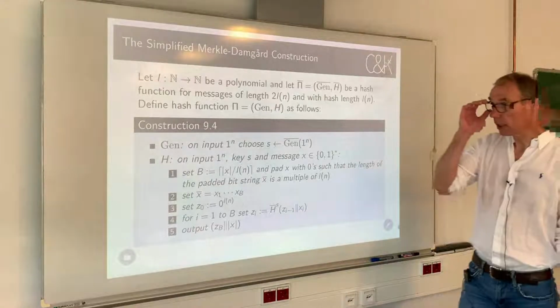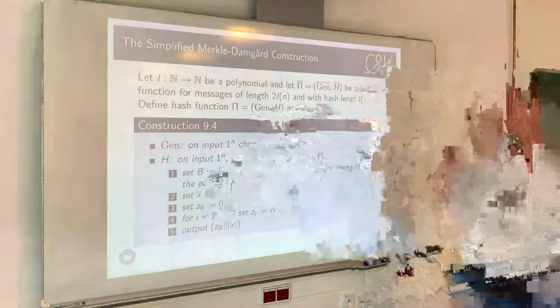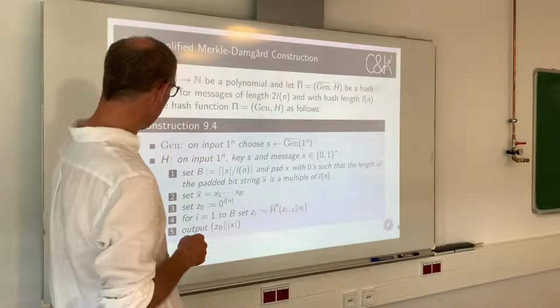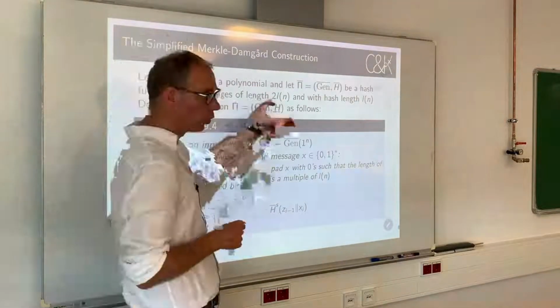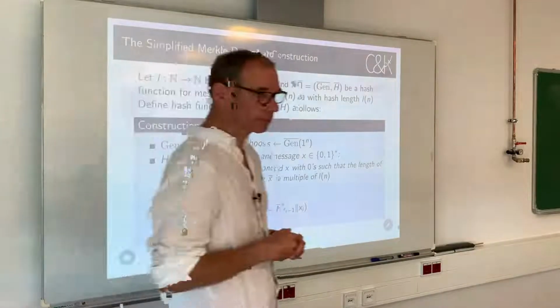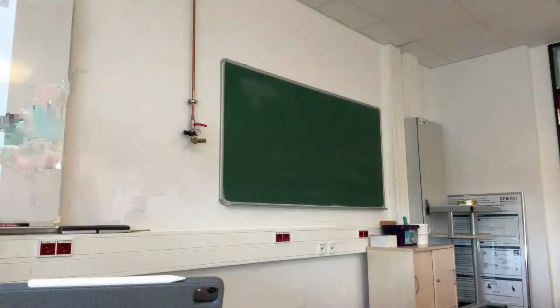So here is our goal and the ingredients that we have. We have L, a polynomial, and pi bar consisting of gen bar, h bar, be a hash function for messages of length 2L of n, with hash length L of n. So it hashes messages of length 2L of n to messages of length L of n.